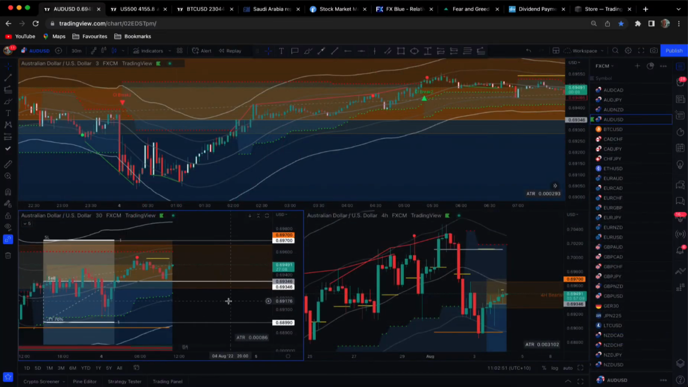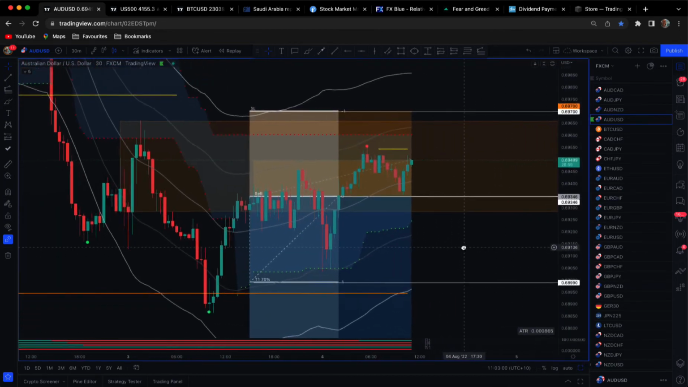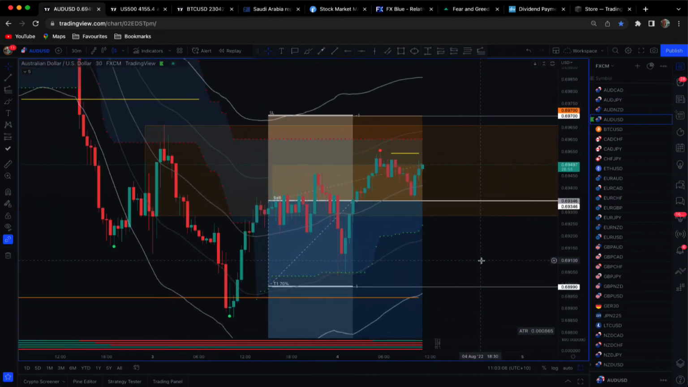Right, well, this one's interesting. That was the setup, pretty clearly laid out. Let's just have a look here on the 30-minute. This one's still running, and here's the thing too, it did spike down to here. I know in a lot of videos I mention I like my TP1 just short of 1-to-1. This is 1-to-1 risk reward here, and I set my TP right on 1-to-1.